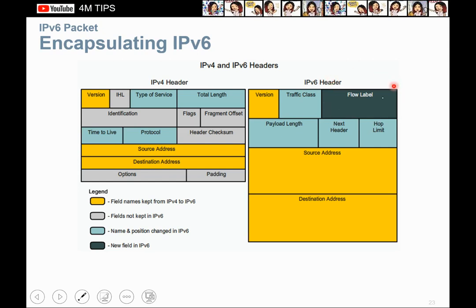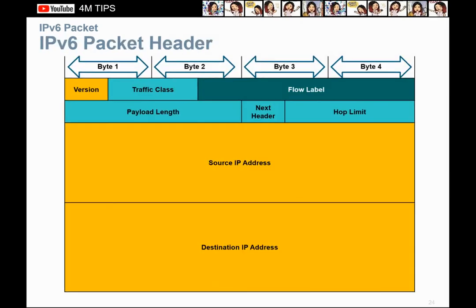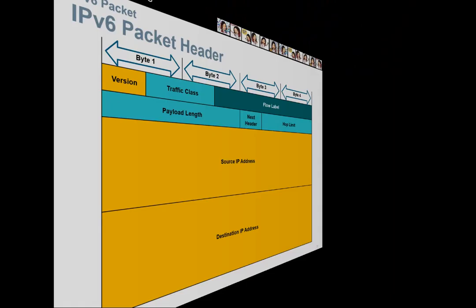And the dark green color is the flow label. That means it is a new field in the IPv6 header. So that's the difference between the IPv4 header and the IPv6 header. This is the full view of the IPv6 packet header. You have the version, traffic class, flow label, payload length, next header, hop limit, and of course the source and destination IP address. So this is the packet header for IPv6.